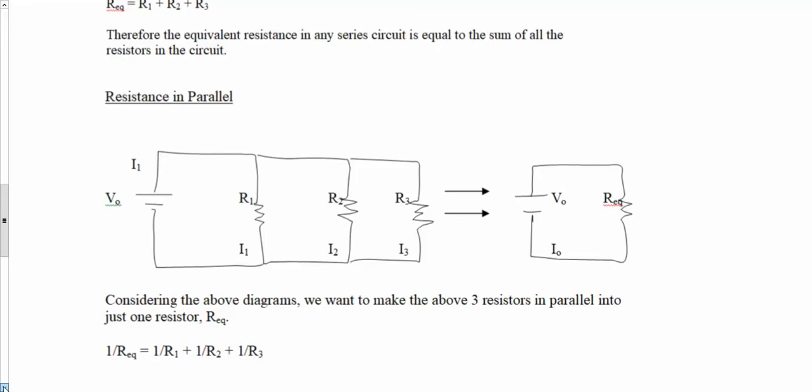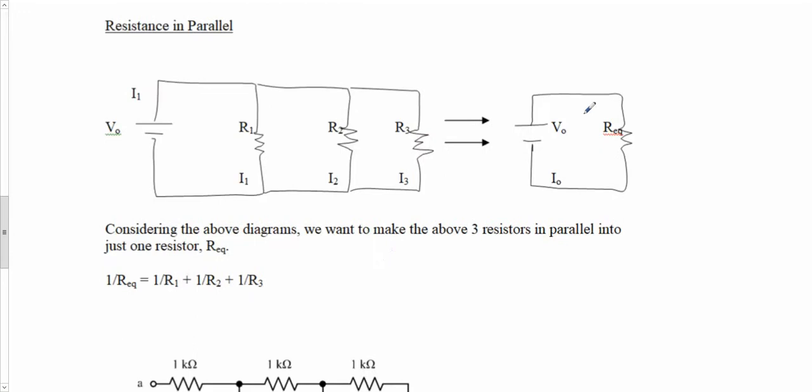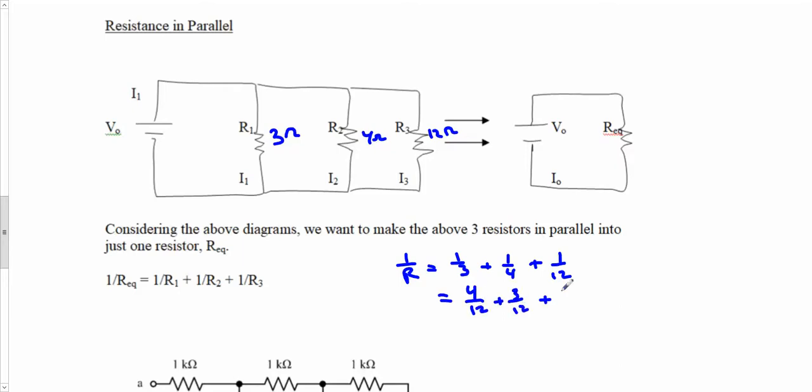Okay, so let's try this. Let's say that this is 3 ohms, 4 ohms, and 12 ohms. So I would use this formula. I would say 1 over R is equal to 1 over 3 plus 1 over 4 plus 1 over 12. I'm not going to use a calculator because I picked these numbers so that they're nice. I'm just going to find a common denominator. So 4 over 12 plus 3 over 12 plus 1 over 12 is 8 over 12.